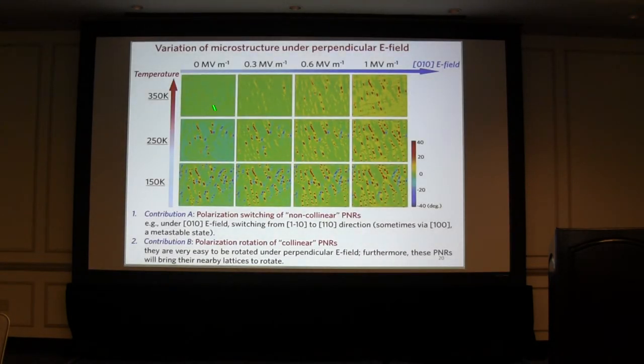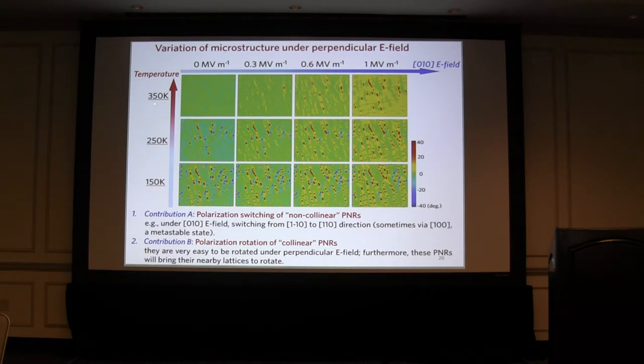So we studied the variation of microstructure under a perpendicular electric field. The composite is poled along the 1-0-0 direction, and the electric field is along the 0-1-0 direction. We can see that the polar nano region has two different contributions. For non-collinear polar nano regions, as shown in the case of 150 Kelvin, with applying the 0-1-0 electric field, we can see here some blue polar nano regions will switch to the red ones, because this is a switching of the non-collinear polar nano regions. And the second contribution is from collinear polar nano regions.